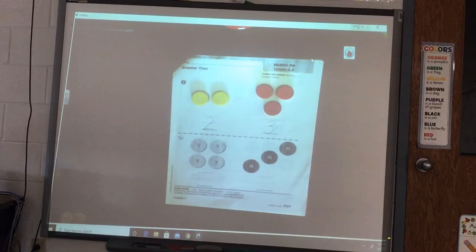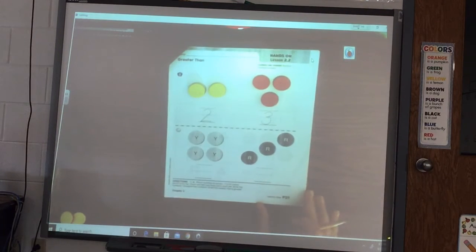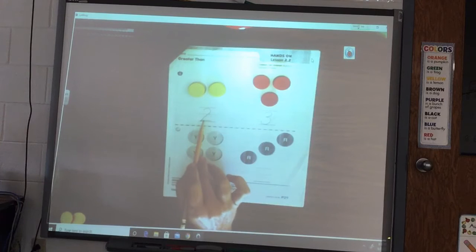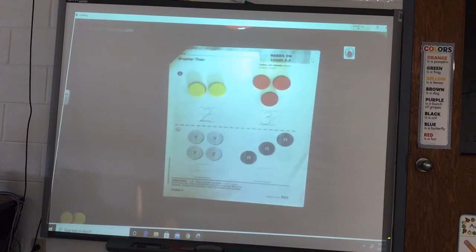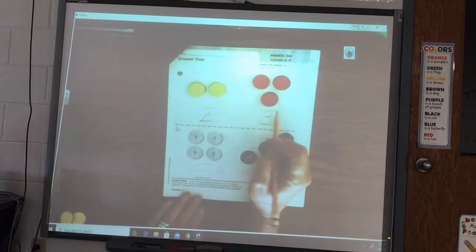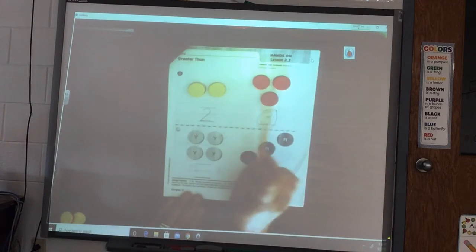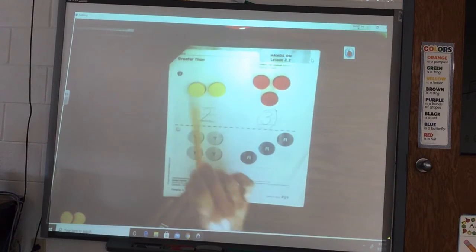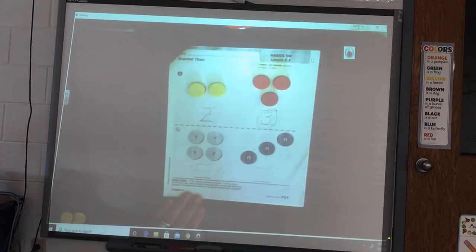Then they want us to circle the number that is greater. Greater means bigger. So is 2 greater or is 3 greater? Yes, 3 is greater. I can tell that by looking at my picture too, because there are more of the red ones and less of the yellow ones. So 3 is greater or 3 is bigger, so circle the 3.